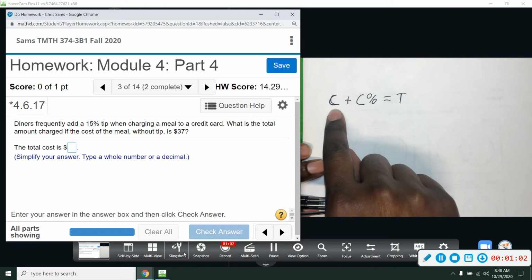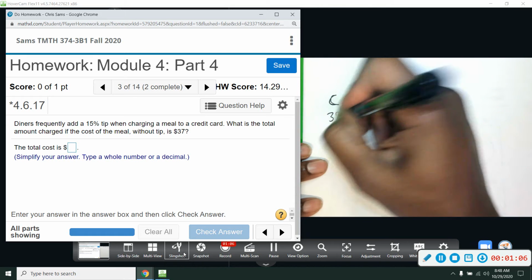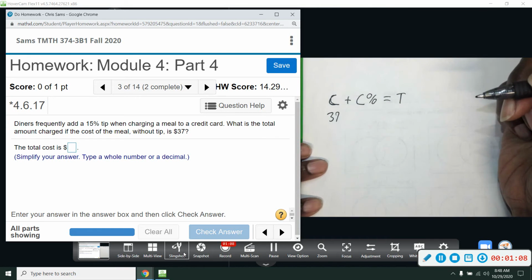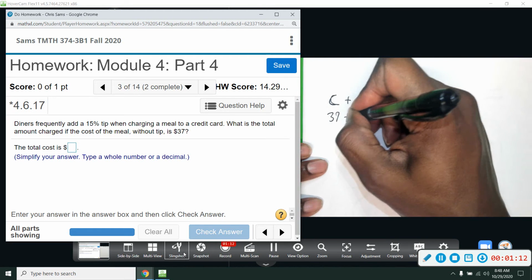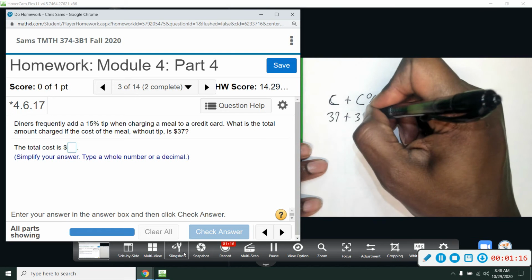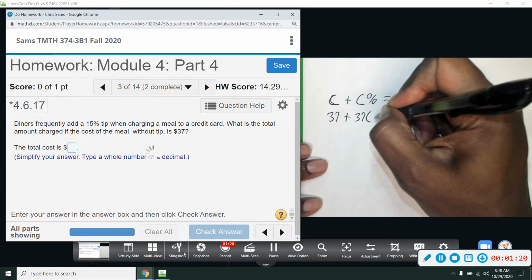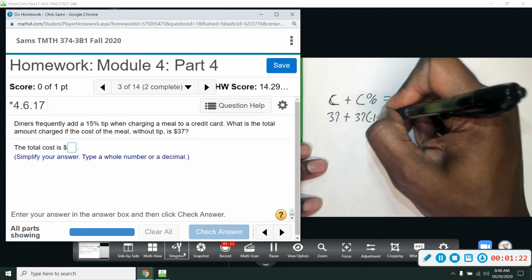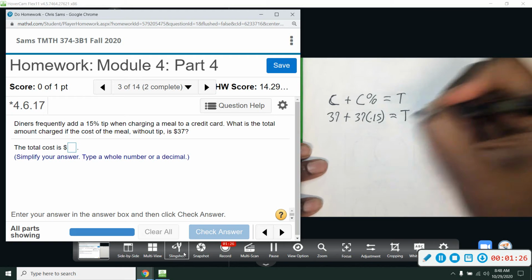So in this case, the meal costs $37. And then we want to add a 15% tip. So we need to do 15% of this 37. So we have to figure out this tip amount. So that's the percent of part. So we're going to do 37, 15% as a decimal is 0.15. So this is what we have to do, and that's going to give us the total cost of the meal.